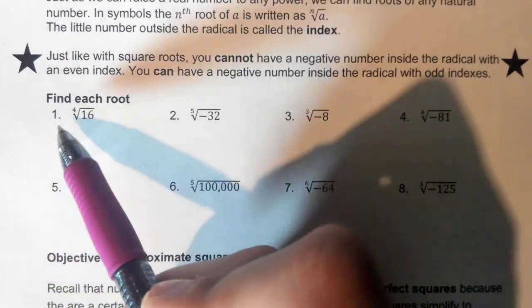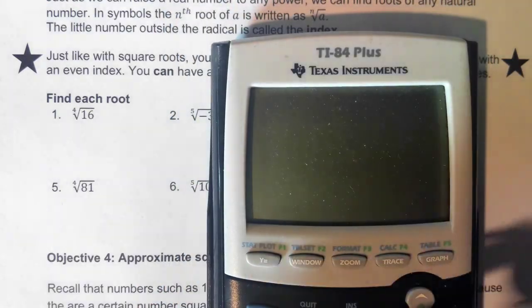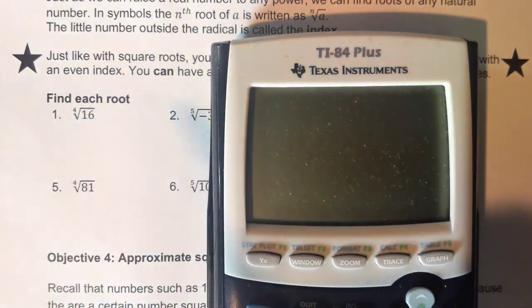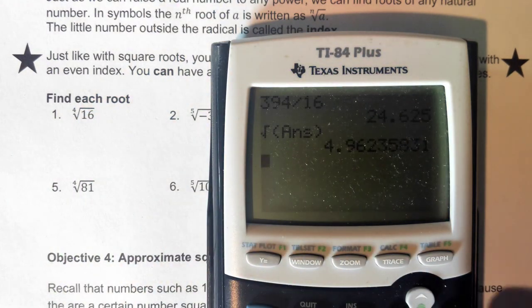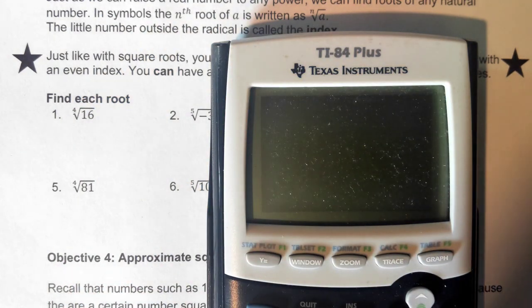Okay, the fourth root of 16. So what number times itself 4 times is 16? You know what? I'm going to show you how to do this on your calculator. Now, I have a little bit of a fancier calculator today, but I'll show you how to do it. So our problem is a fourth root. You can do this on your calculator too. If your index is a 4, the first thing you're going to do is hit 4.